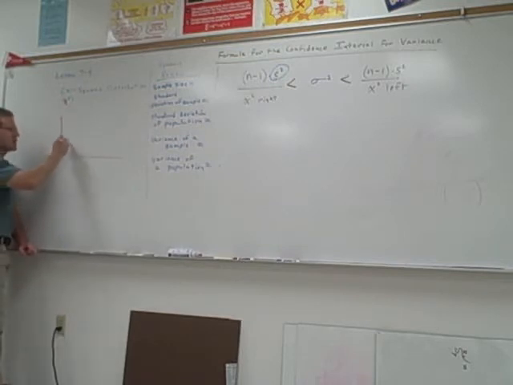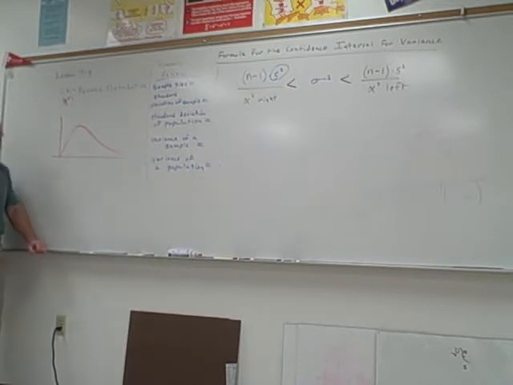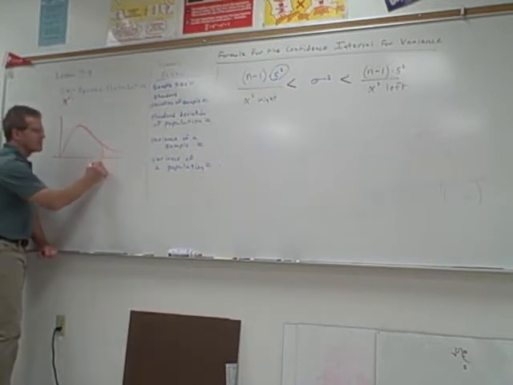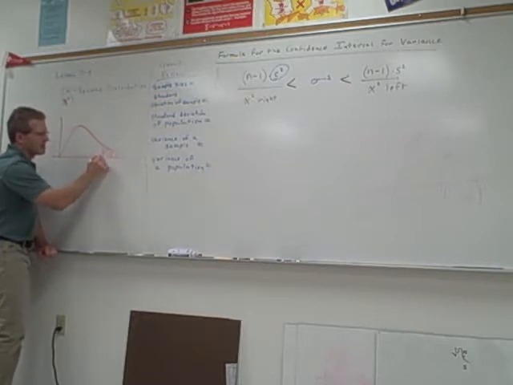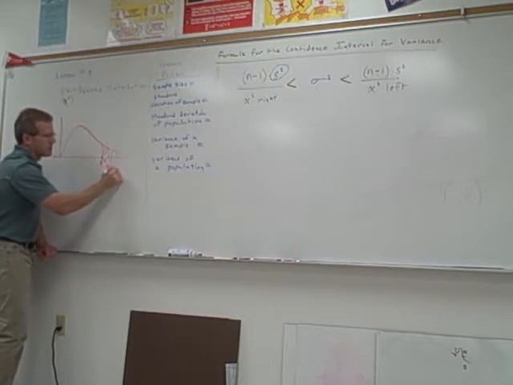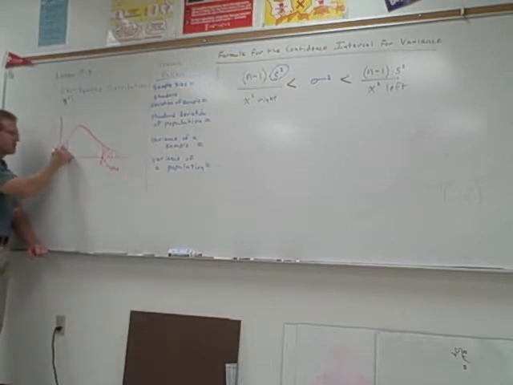Now, the distribution looks a little bit different because all chi-squared values are positive. So the distribution looks like this, and it's usually kind of skewed right. Okay? And you're going to have a chi-squared right, which is going to be on the right side of the distribution. So instead of a z-score or a t-score, we've got a chi-squared right score. Same thing on the left over here. We've got a chi-squared left score.